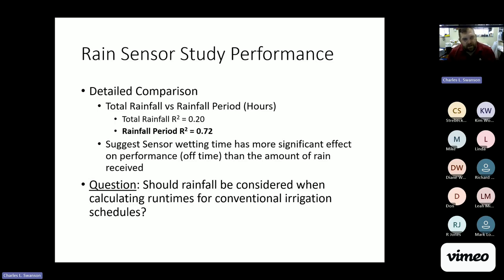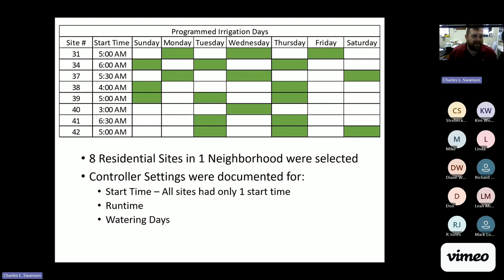So why were we doing a lot of this analysis of rain sensors? Well, one question that we often got was, when I program my controller, should I take into account the effects of rainfall in my runtime, or should I always assume worst case conditions when I program the runtimes in my irrigation controller? And so that's what we were trying to get data to better answer.